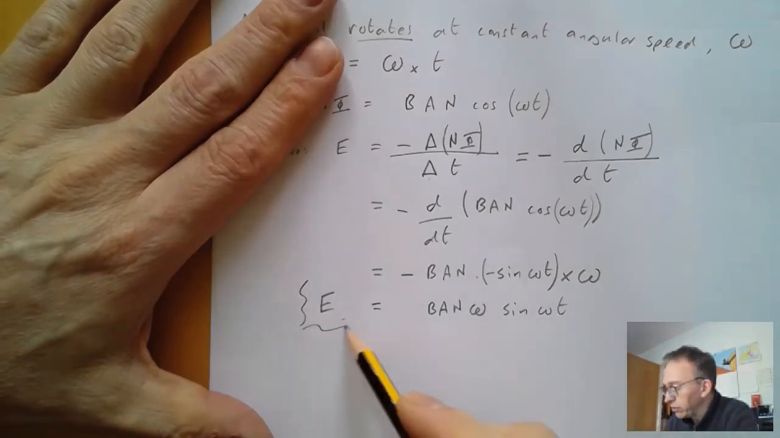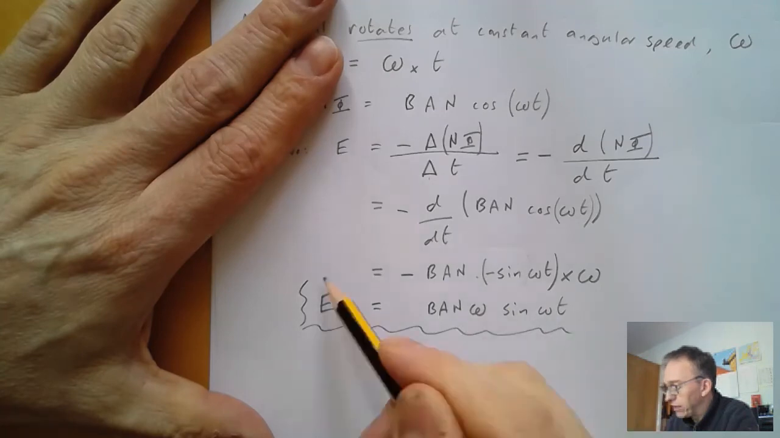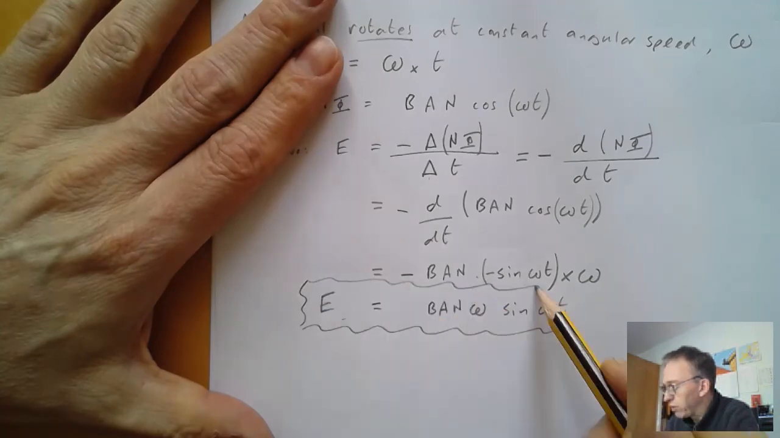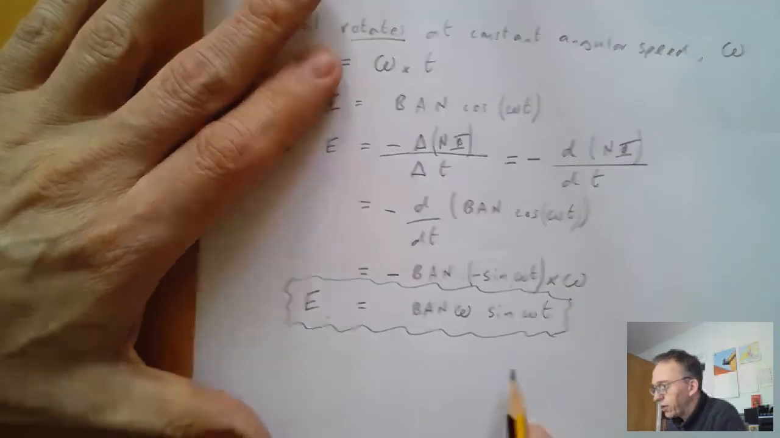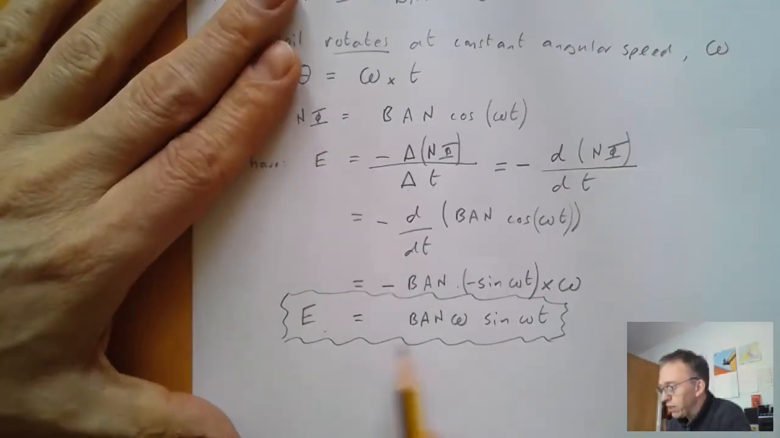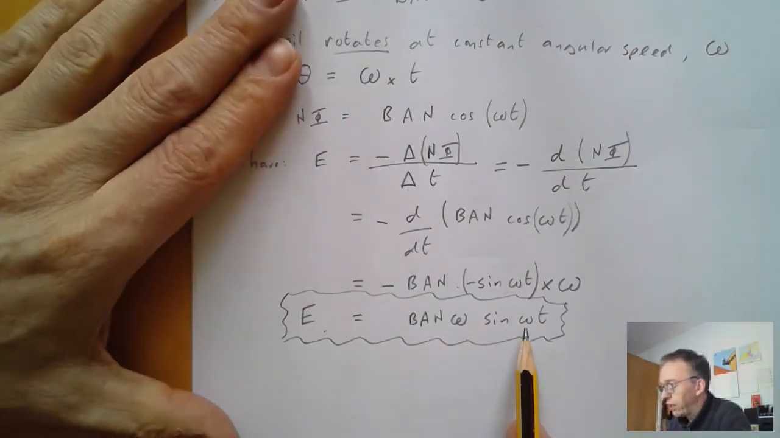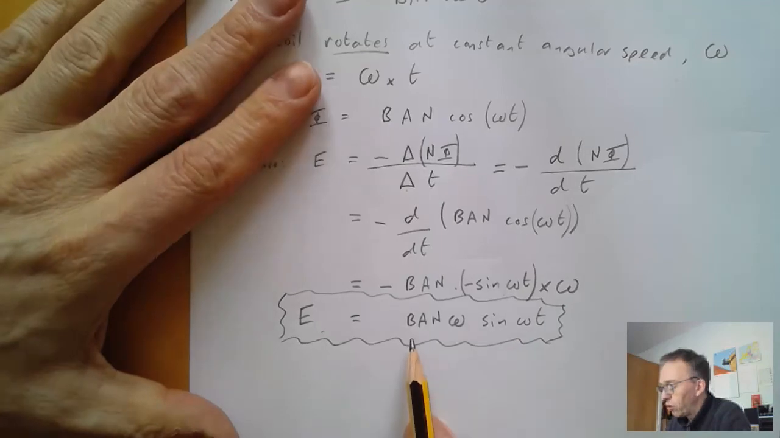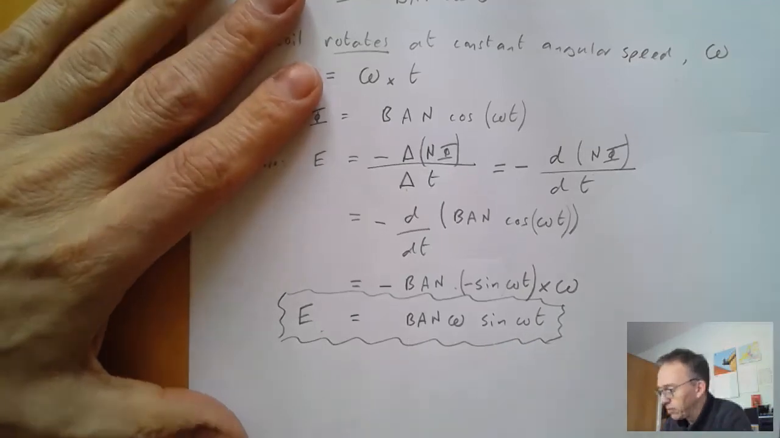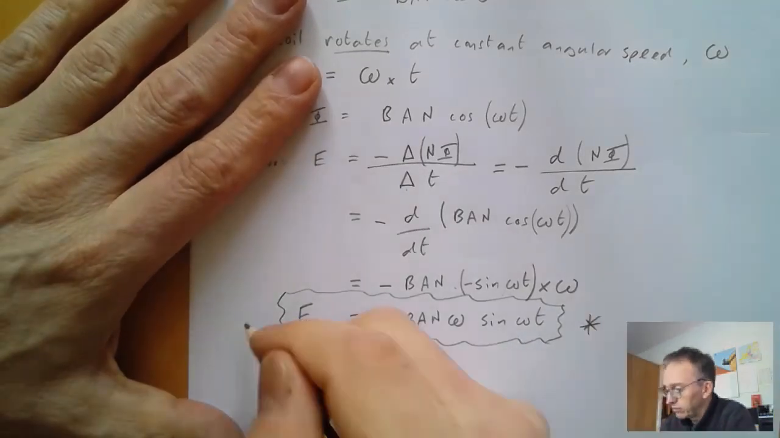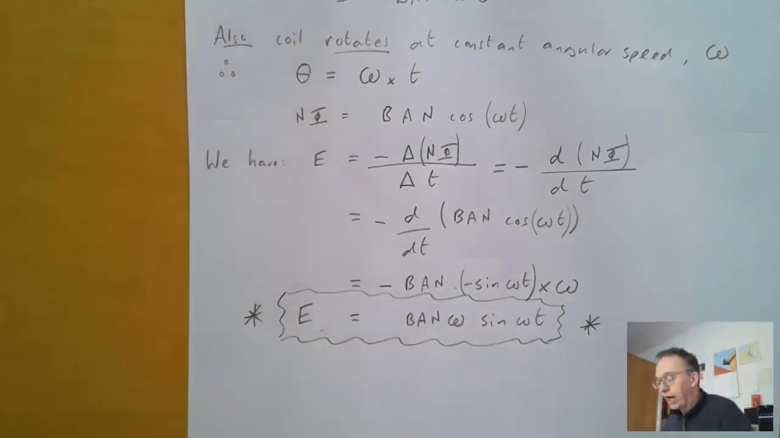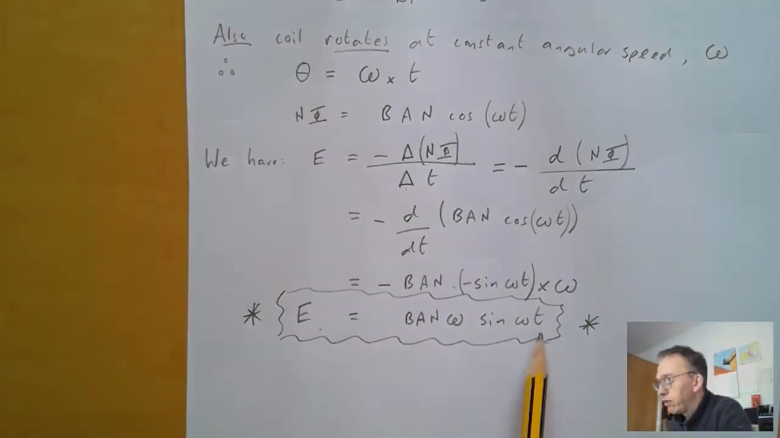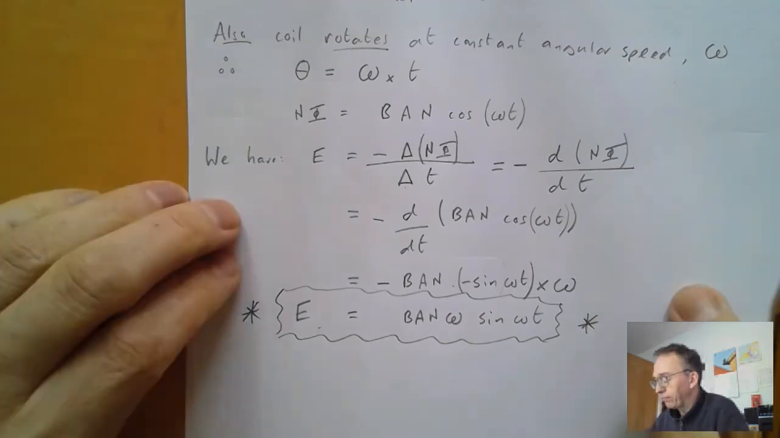Now, we learn that the Greek letter omega is pronounced U. So therefore, E is equal to BANU sine ut. BANU sine ut. Okay, so we've derived the equation for E.